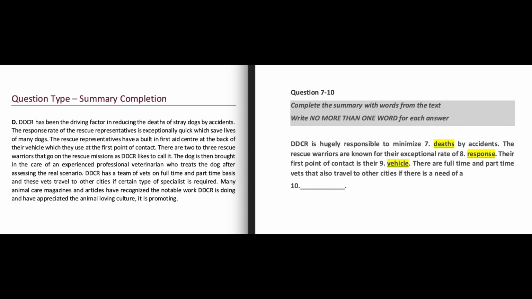Now the next line says there are full-time and part-time vets that also travel to other cities if there is a need of a dash. Now if you look at this line, they say that they do have full-time and part-time vets working for them, but if there is a need of something, they are ready to travel to another city. So if you just look at the fourth line from the bottom where it starts from DDCR, it says DDCR has a team of vets on full-time and part-time basis, and these vets travel to other cities if a certain type of specialist is required. So they travel to other cities if there is the requirement of a specialist. Since we are talking about the need here, which is the same thing as the requirement, the correct answer in this case would be a specialist.